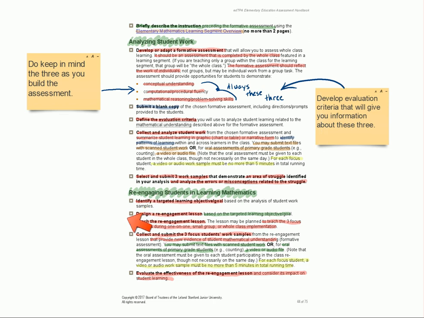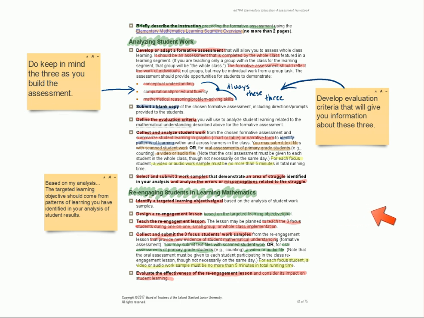Now when we get to designing your re-engagement lesson, you want to start with the idea, you might even use the phrase, based on my analysis, okay? Based on your analysis from the chart or graph or narrative, you are looking for patterns of learning, okay? And from the patterns of learning that you've seen, you want to identify or set out a targeted learning objective. The targeted learning objective should come from patterns of learning you have identified in your analysis of the student's results. So keep that in mind. Everything should hold together.